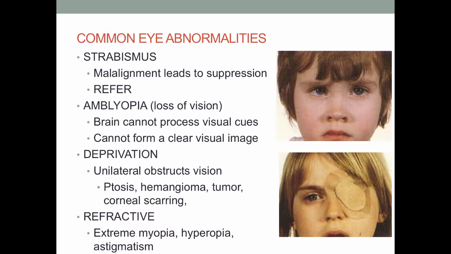Deprivation can be a unilateral obstruction of vision because of a ptosis or a hemangioma or tumor or something like that, maybe potentially some corneal scarring. And again, those children need referral so things can be corrected before there's a permanent loss of vision. And then, of course, it can be refractory, which is cases of like myopia, hyperopia, or astigmatism.